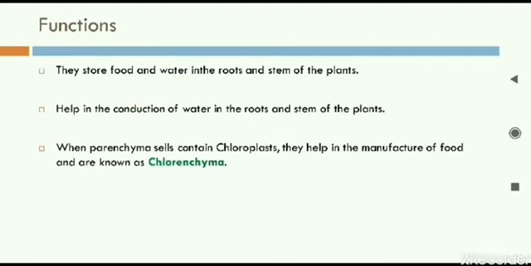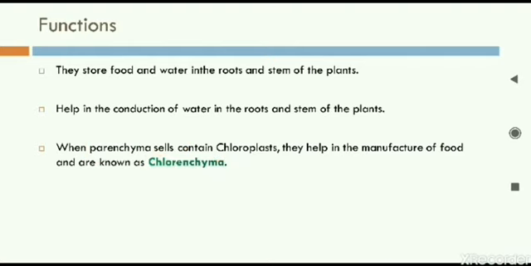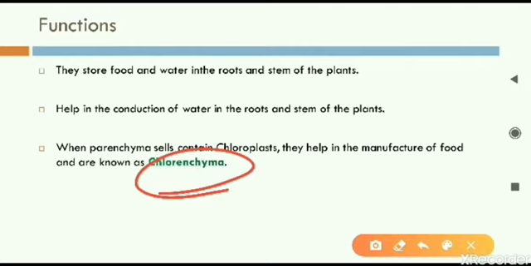A special type of parenchyma cells are there, that is, parenchyma cells having chloroplast. Chloroplast contains chlorophyll, a green color pigment. You should know this as you have studied photosynthesis in earlier classes. When the parenchyma cells contain chloroplast, what will they be called? They will be called chlorenchyma. Now this is not another type of cell. This is also parenchyma only, but because this chlorenchyma contains chloroplast, that is why this name is given. Chlorenchyma is also parenchyma only, just the name is different because it contains chloroplast.